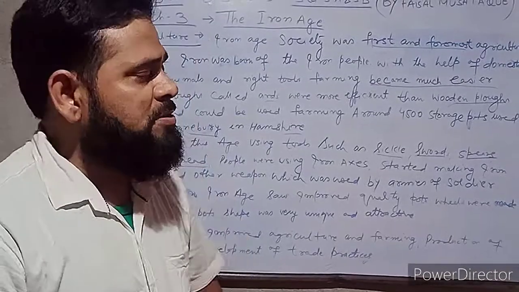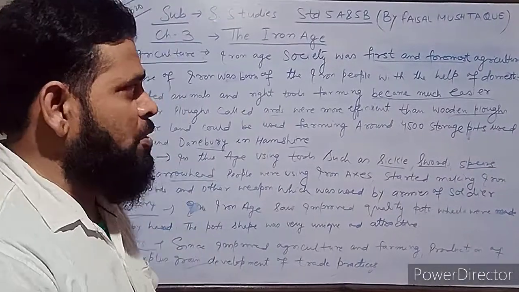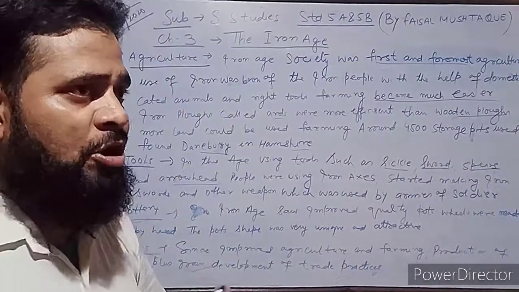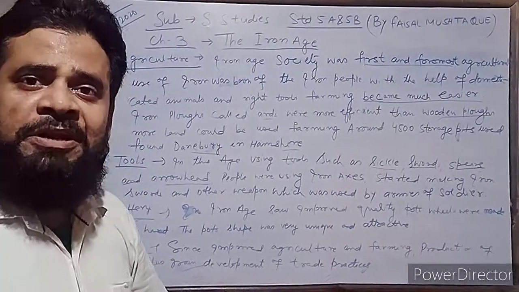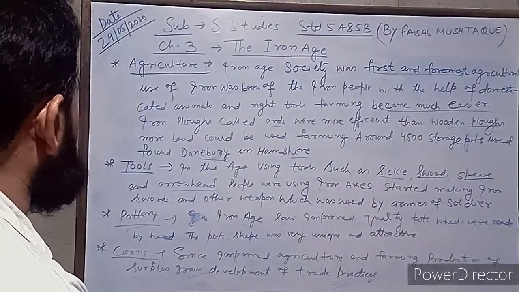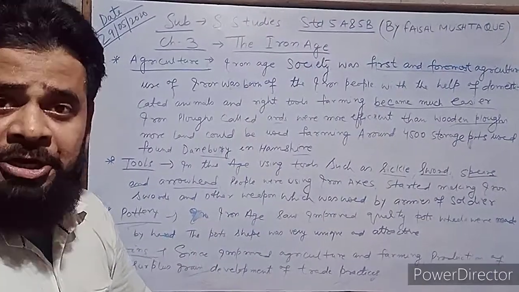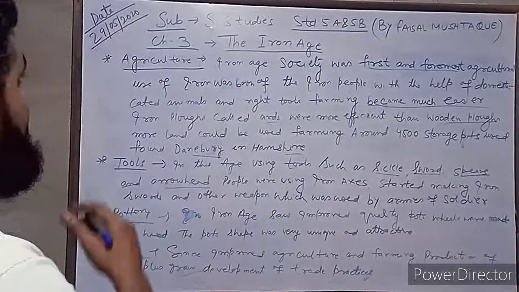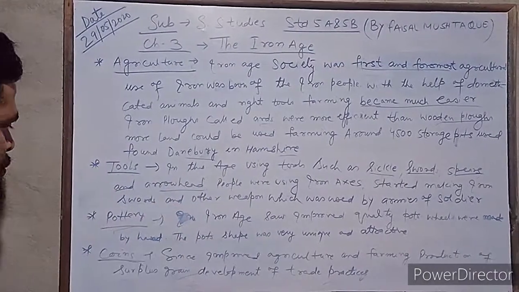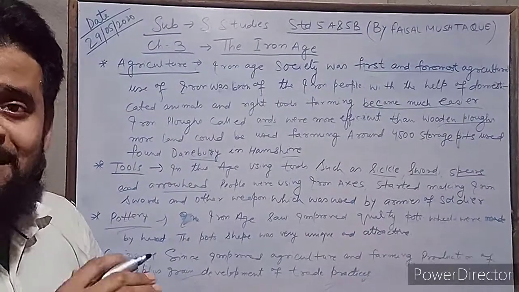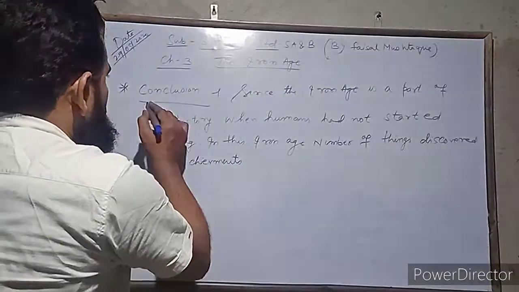Now students, we have completed chapter 3, the whole chapter is completed now. It's a very short chapter, only two pages. In these two pages, I will clear some more important points: the introduction of the Iron Age, the improvement of the Iron Age, the agriculture, the tools used by the people, pottery, coins, and then at last the conclusion. So now the last topic, conclusion.